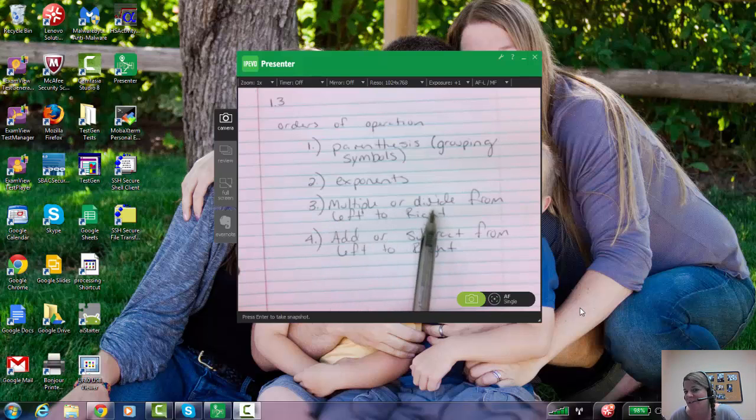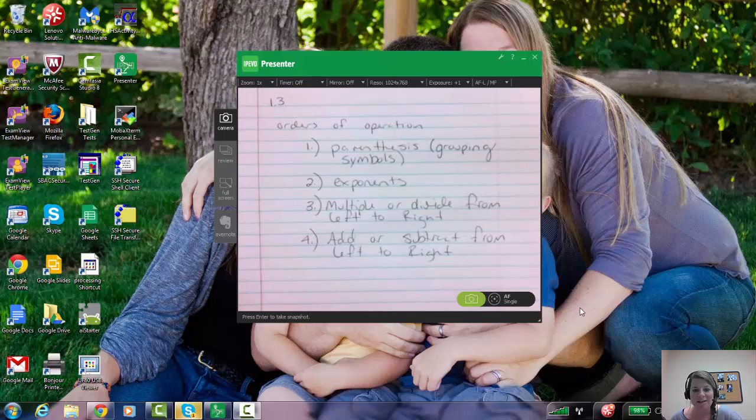Well, let's look. So if you have 3 times negative 4, are they the same signs or are they different? They're different. So one's negative, one's positive, so our answer would be negative 12.